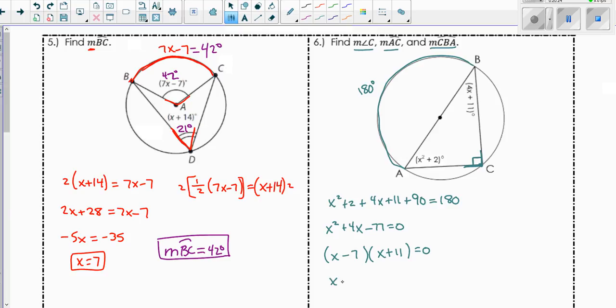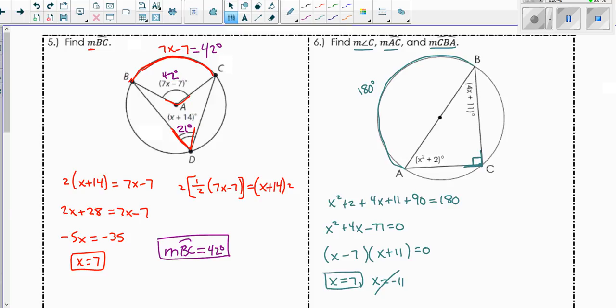So I get two solutions. I get x is 7 and I get x is negative 11. Don't assume that the negative doesn't work. You need to go back and actually check to see if it doesn't work. However, if you go back and substitute into here, 4 times negative 11 is negative 44, plus 11 is negative 33. You can't have a negative angle, so extraneous doesn't work. Okay, so now this does work.